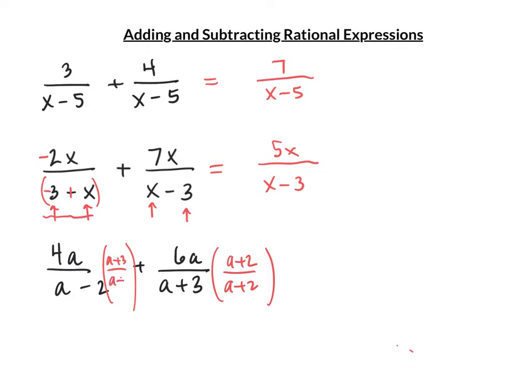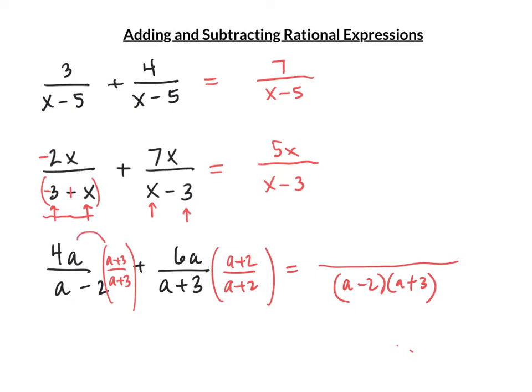And remember, I'm really multiplying by 1. I'm not going to change the value of those fractions. So my common denominator is a minus 2 times a plus 3. Do not remultiply. You can go either order there.